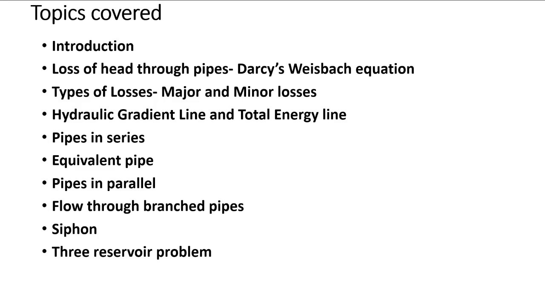Then what are the losses, that are major losses and minor losses? What is meant by hydraulic gradient line and total energy line? Pipes in series, equivalent pipes, pipes in parallel, flow through branch pipes, siphon and three reservoir problems.